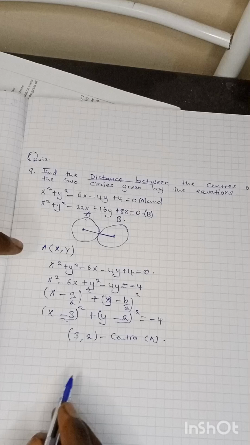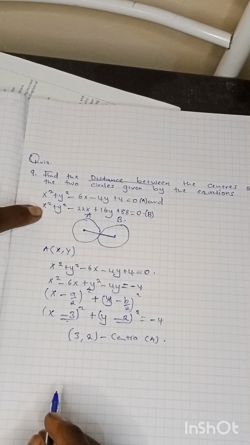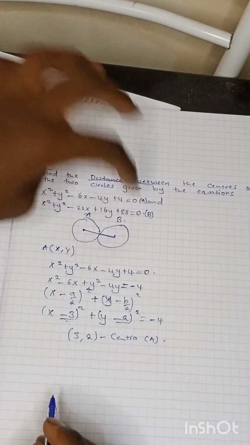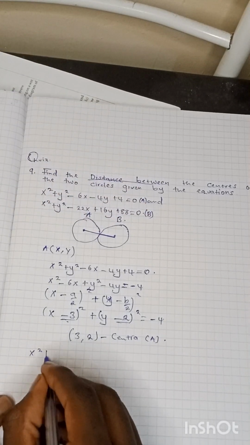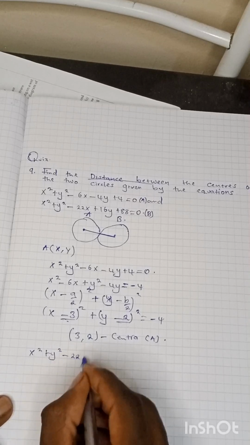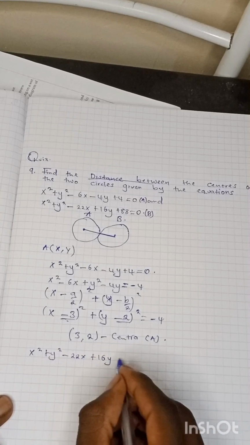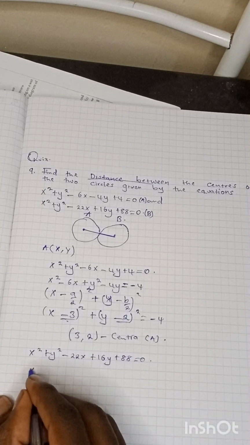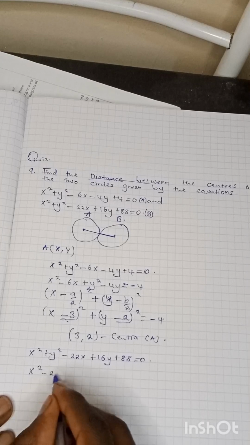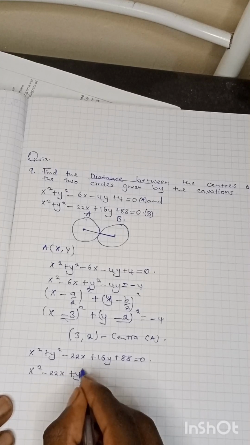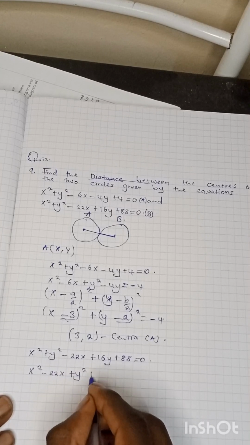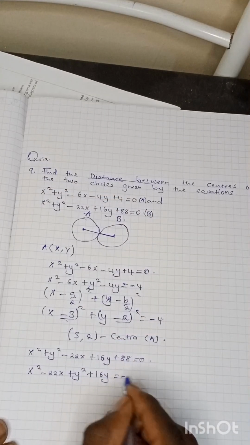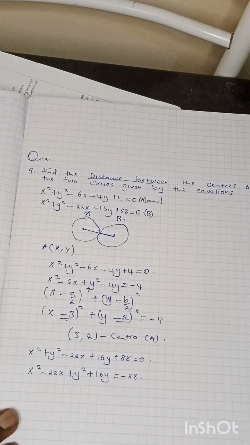Now let's find the coordinates of the center of the second equation, which represents circle B. It is x squared plus y squared minus 22x plus 16y plus 88 equals 0. The same case, group the like terms. So x squared minus 22x plus y squared plus 16y, then take this value to the other side, and it becomes minus 88, or negative 88.